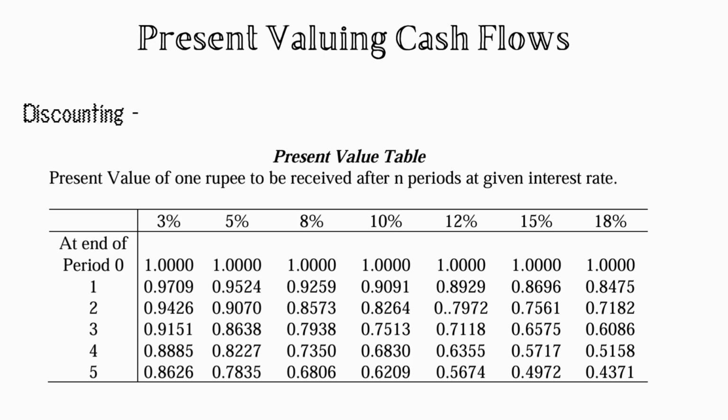Yet another way of calculating present value is to use present value tables. If we go across the period 4 row and down the 3% interest column, we meet at the figure of 0.8885. This is the present value factor for 1 rupee to be received after 4 periods if it is earning interest at 3% per period. We can multiply this present value factor with the amount of known future cash flow.